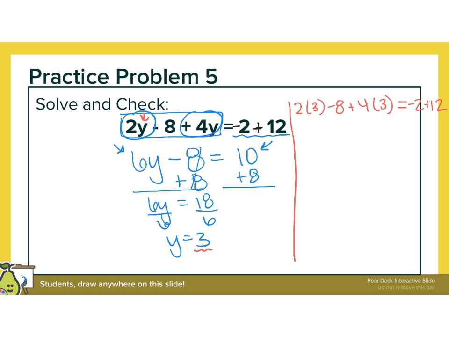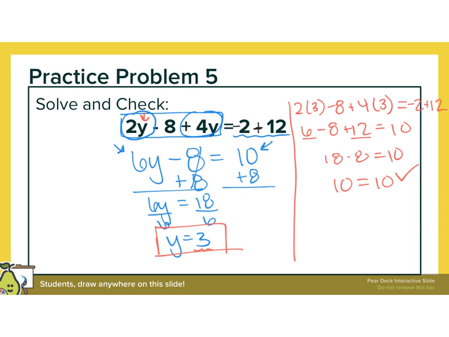Now we start simplifying. 2 times 3 is 6. And 4 times 3 is 12. This I know is positive 10. I'm going to combine my positives, so 6 and 12 is 18. And 18 minus 8 is 10. It checks out. Now I can box my answer.